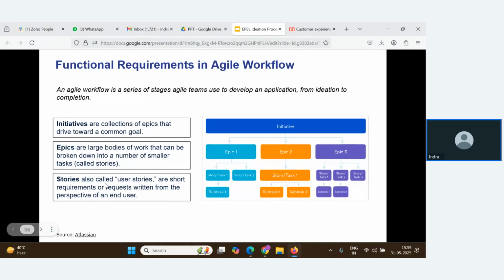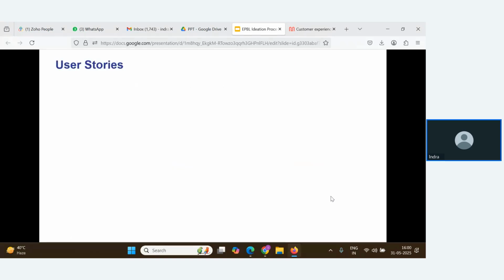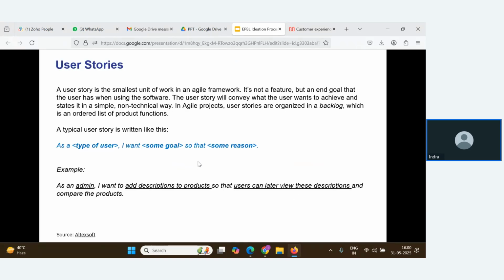Next is stories. Stories are also called user stories. This is the smallest unit of work in Agile. It describes a specific need or requirement from the user's perspective. You can describe it like, as a user, I want to reset my password so that I can access my account again. This is just an example. Similarly, here we have subtasks. Subtasks are detailed step-by-step steps to complete a story or task. We'll talk more about the user stories. We just spoke about the user story.